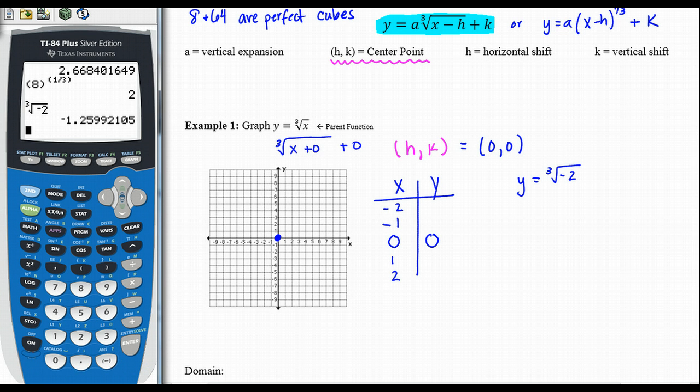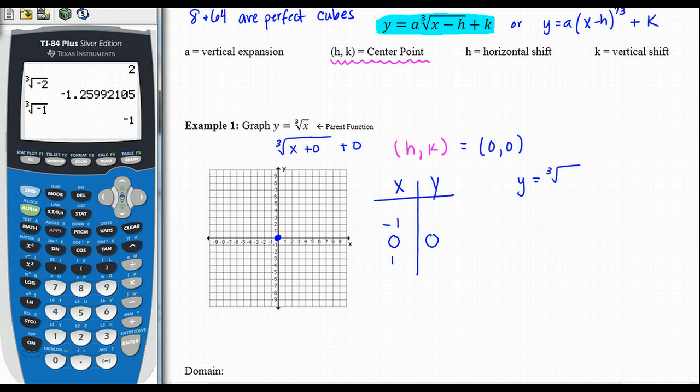Well, I've got negative 1.26 here, so that's not really a good number for me to graph. So remember what we said, that we should make sure we get a nice number. Well, I talked about perfect cubes here. Let's think about numbers that are perfect cubes. Well, 1 is a perfect cube, right? The cube root of negative 1 is negative 1.